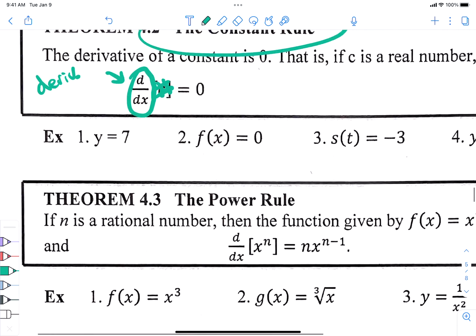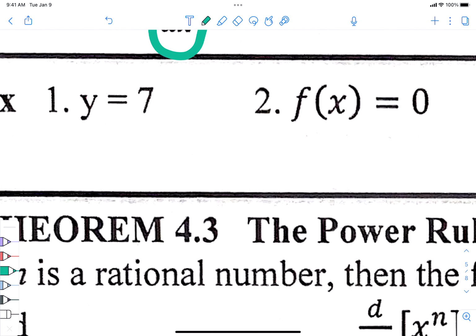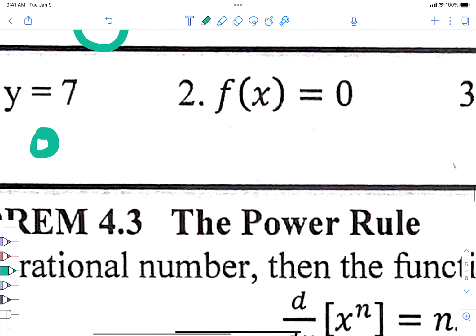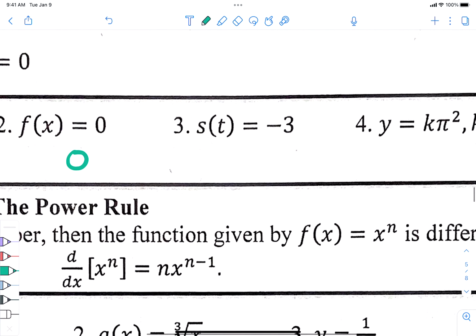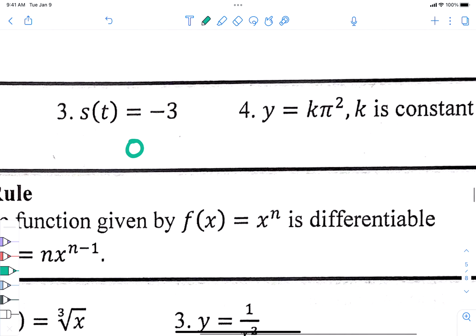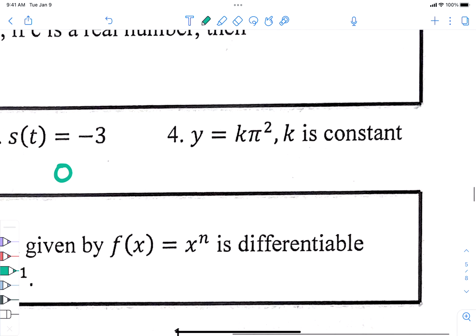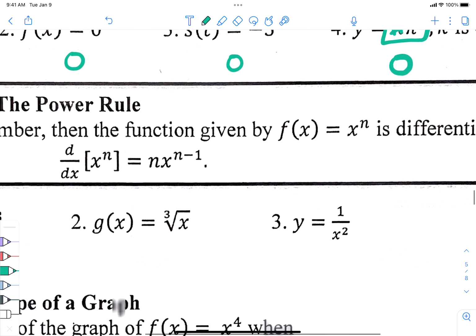So the derivative of y equals 7 is 0. The derivative of 0 is 0. The derivative of negative 3 is 0. The derivative of this thing, where k is a constant, so this is a number, and pi is technically a number also, right? So this whole thing is just one big number, so its derivative is 0. Every time you have a constant, its derivative is 0, okay?